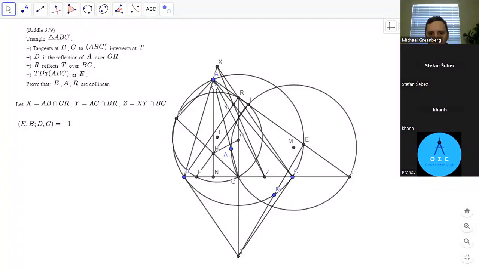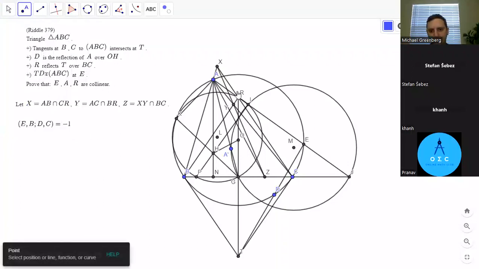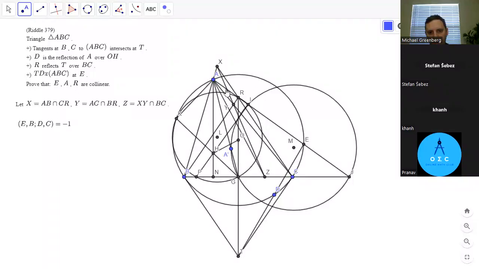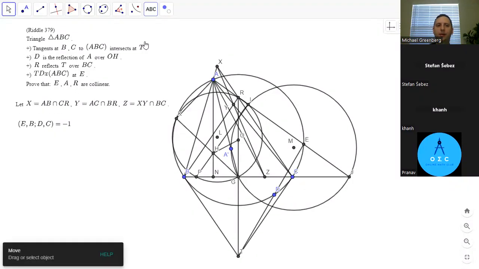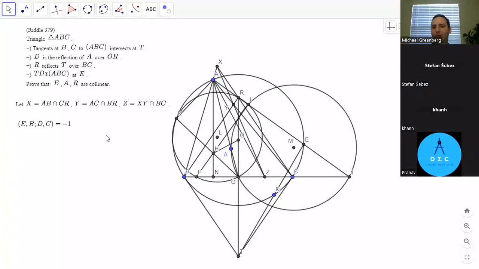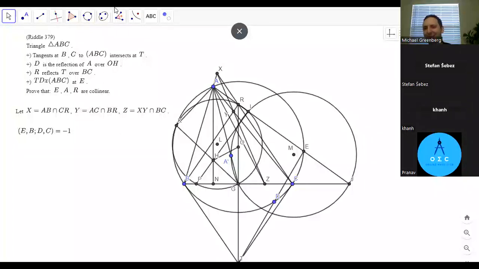So this means that if we project on X, Y, Z, then X this point, Y, and Z would be harmonic. Oh yeah, perpendicular lines invert to orthogonal circles. That's one thing I knew that Stefan didn't know. So I can be happy about that at least.